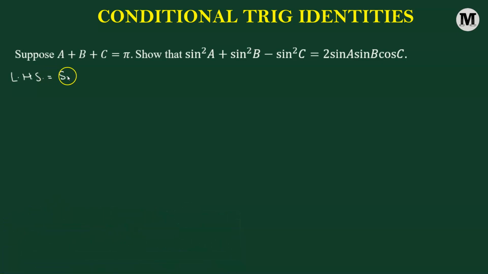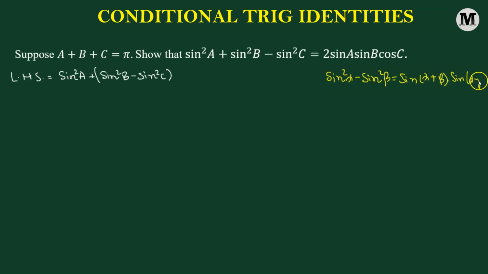On the left hand side, let's note down the expression. We have sine squared a added to sine squared b minus sine squared c. What we will do is combine sine squared b minus sine squared c first. There's a standard formula: whenever we have sine squared alpha minus sine squared beta, this is given by sine of alpha plus beta multiplied to sine of the angle alpha minus beta.